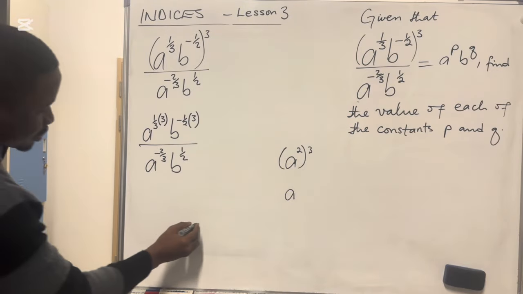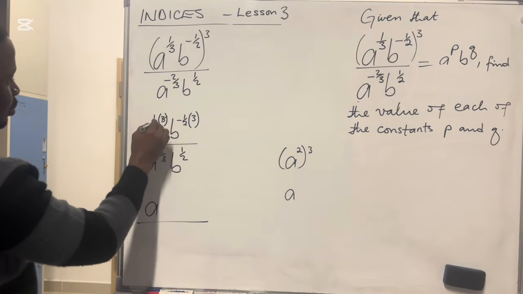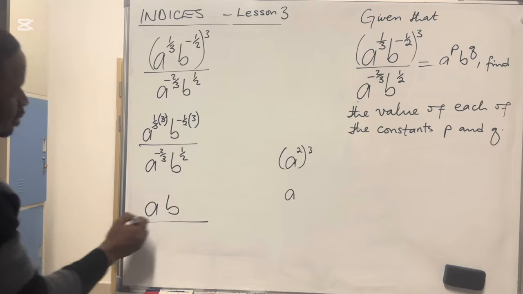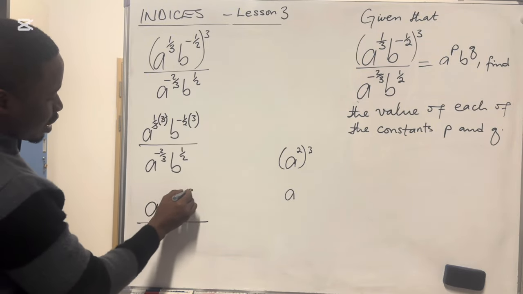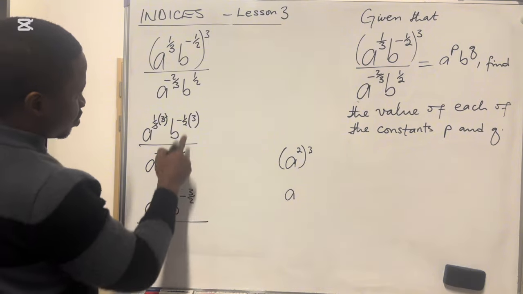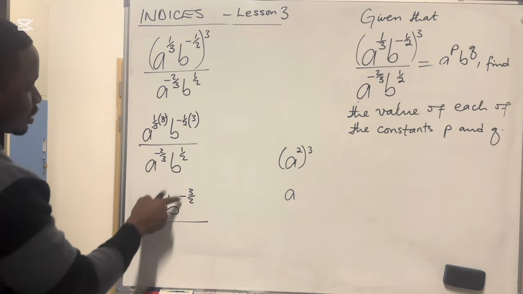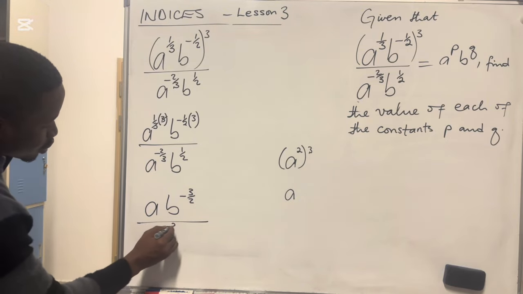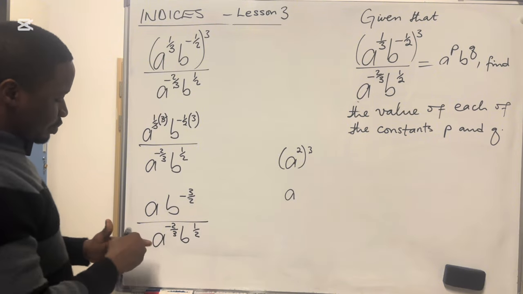So now we say a raised to the power 3 cancel 3. So a to the power 1 is just a. Minus half times 3 is minus 3 over 2, because 3 times 1 is 3, 2 is here, and the minus is this one. So a to the power minus 2 over 3, b to the power half.